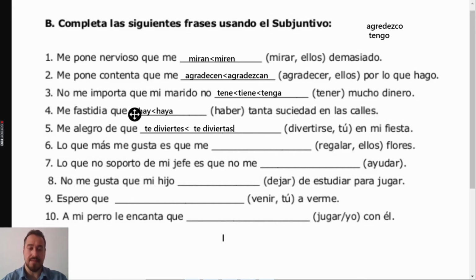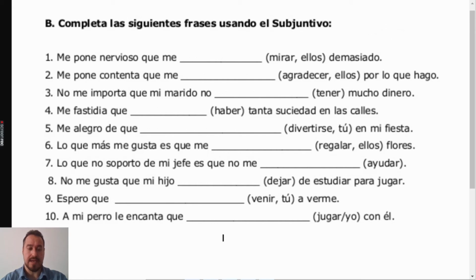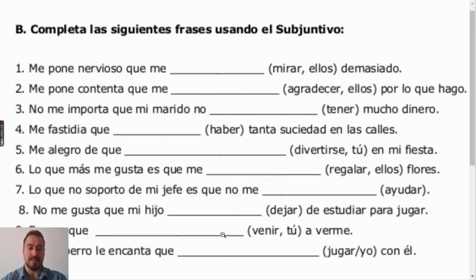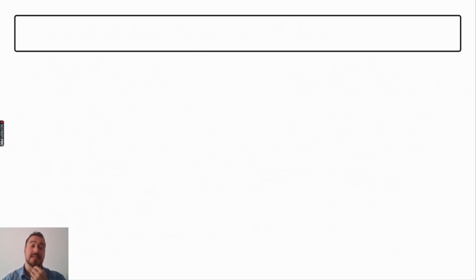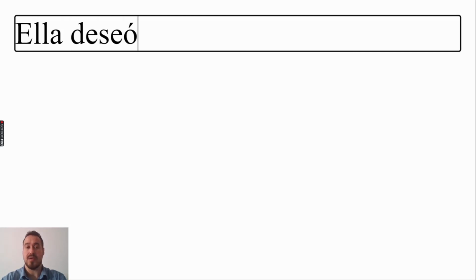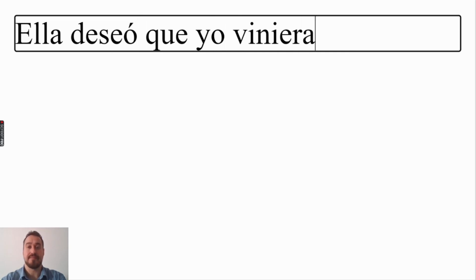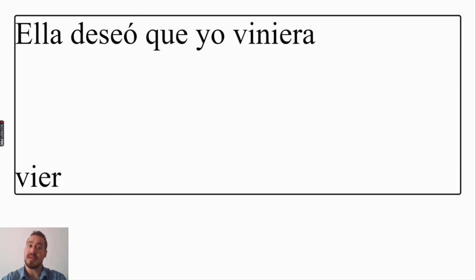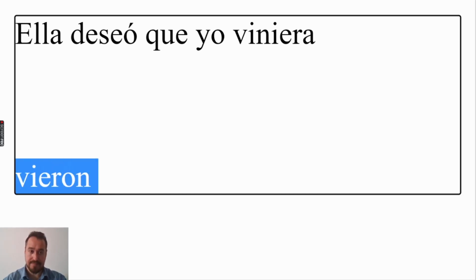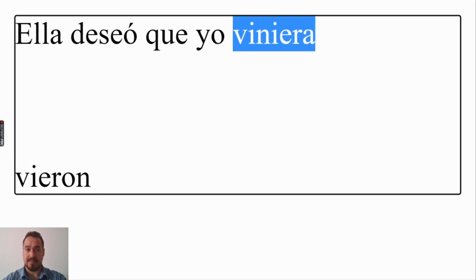Let me give you an example of subjunctive, the past. So ella deseó, so she wished que yo viniera. So vinieron. I'm just gonna take this one. And this becomes this.